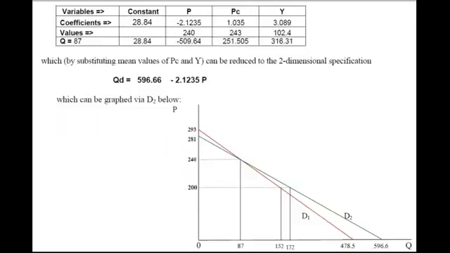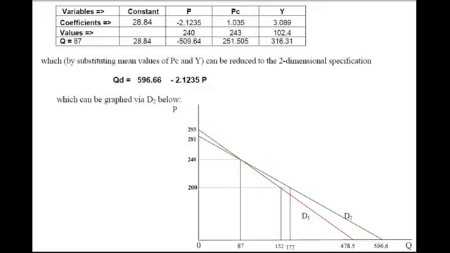If we took the data from that regression equation, they're all summarized in the table at the top of the screen, and we rewrote at the mean values of competitors' price and income. Those mean values are 243 and 102.4, and that income series was an index. So if you plug in those mean values, you would get the data that you see in this table, the 251.5 and the 316.3. You add those numbers onto the 28.84, and the two-dimensional representation of the specification would be Q equals 596.6 minus 2.1235p.